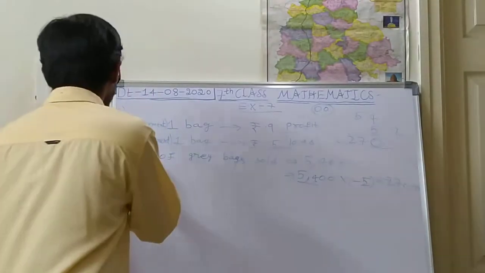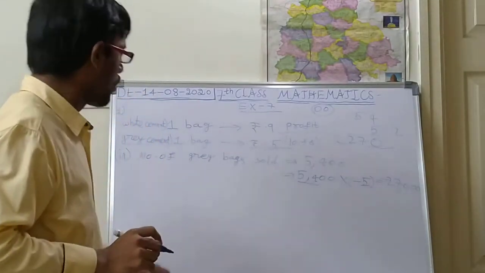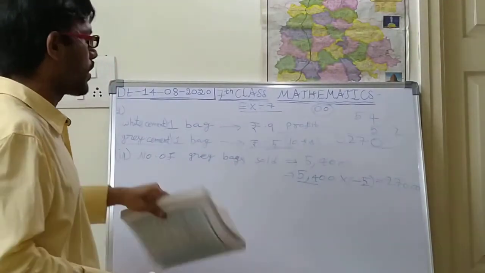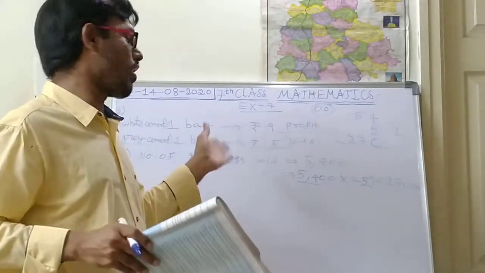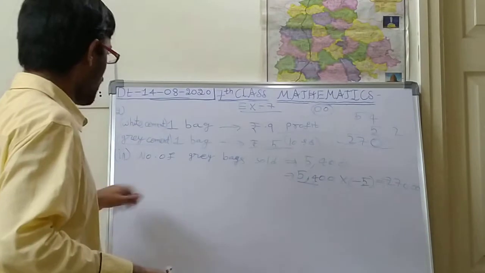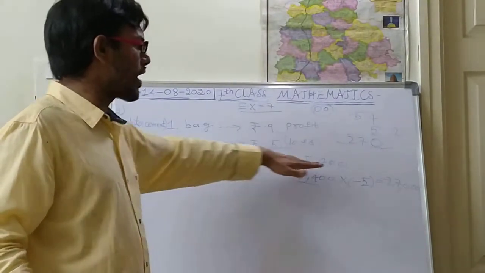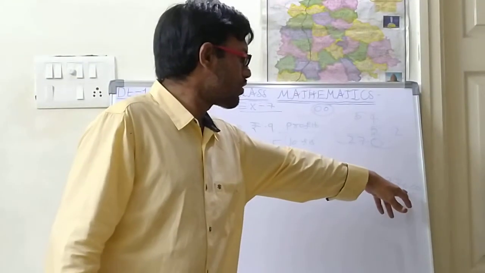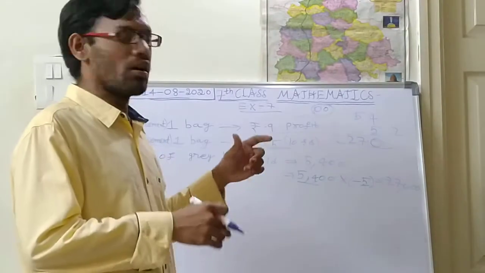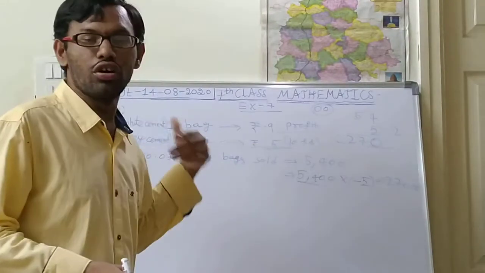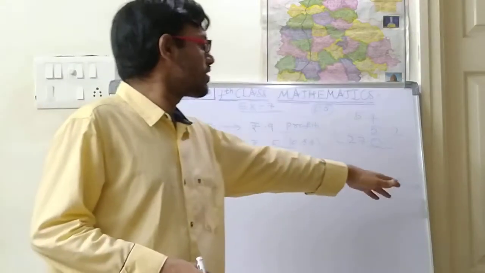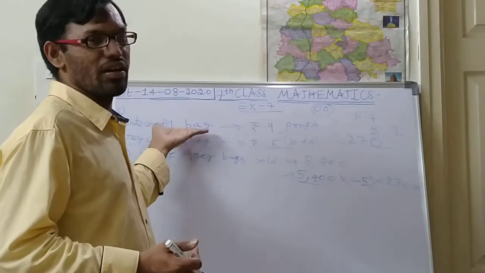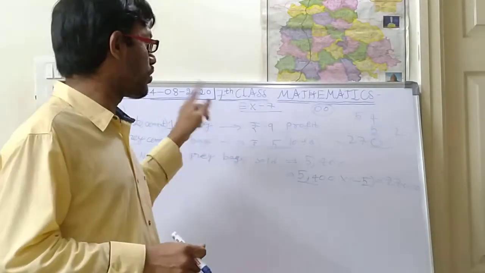So here what he is asking: what is the total number of white cement bags if there won't be any profit or loss? Already grey bags he sold 5,400, so he got minus 27,000 as a loss. So if we don't want to get the profit, for the same 27,000 only he has to sell the white cement bags also for the same 27,000.